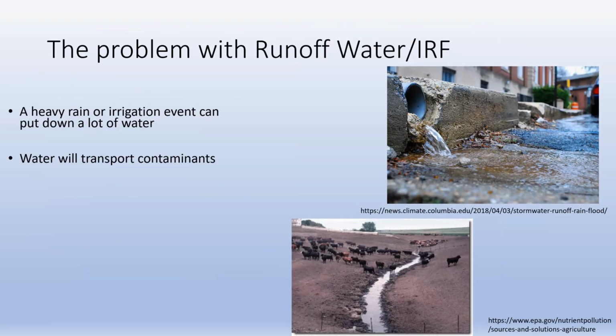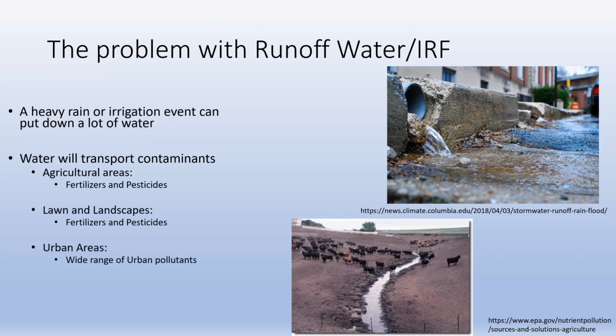A heavy rain or an irrigation event can put down a lot of water. So that water will transport contaminants. So what are the contaminants? Contaminants from agriculture areas can be fertilizer and pesticides. And in lawn and landscape areas, it's fertilizer and pesticide. Urban area, it's a wide range of urban pollutants from factories, industry, and things like that.